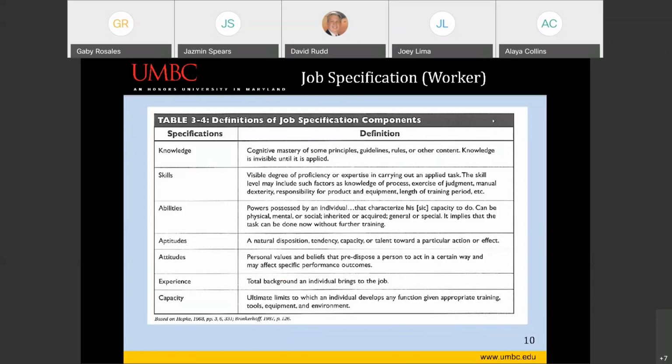So the next specification we'll look at is the experience line. In this job specification, how much experience does the person need? Is this an entry level, a mid-level, or a senior level position? The level of the position dictates how much experience the person who fills the job is going to need.